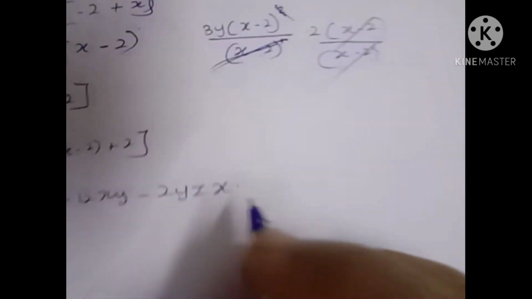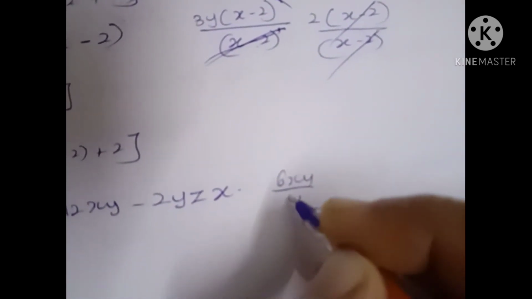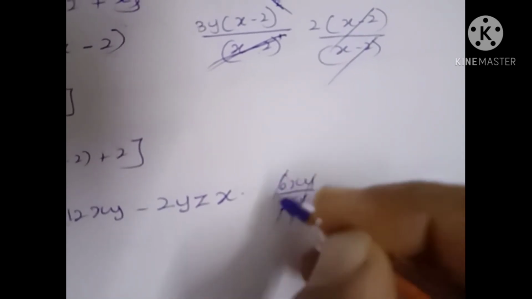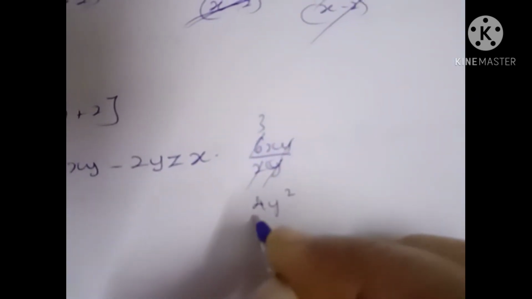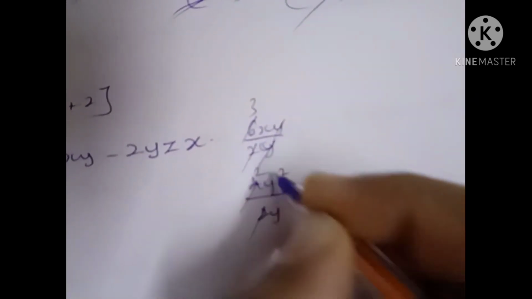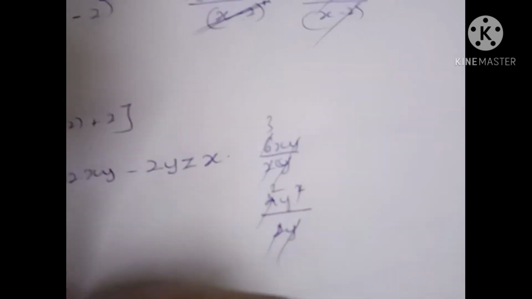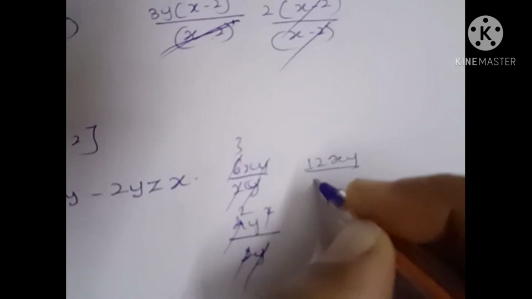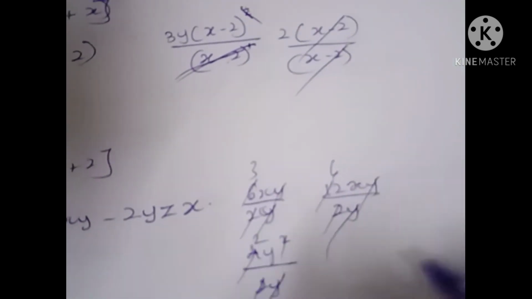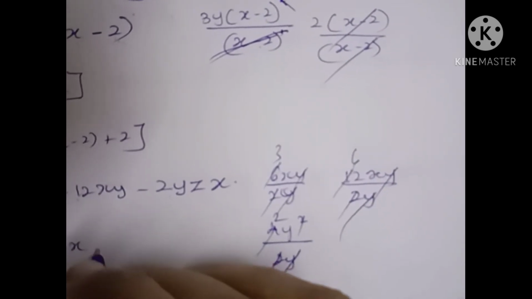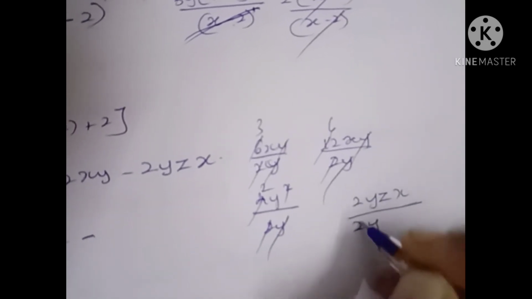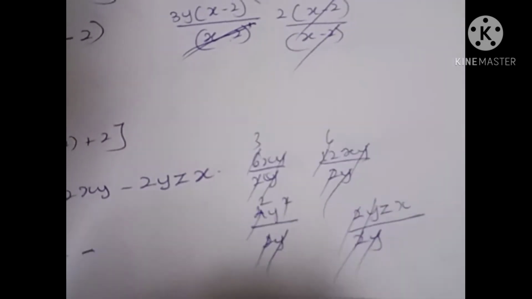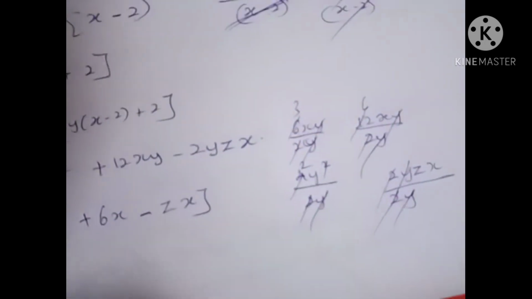Then divide each one. 6xy by 2y: the y and y cancel, in 2 table 3 times. Therefore 3x. Minus 4y square by 2y: in 2 table 2 times, and 2 minus 1 is 1. Therefore 2y. Plus 12xy by 2y: in 2 table 6 times, y and y cancel, so 6x. Minus 2yzx by 2y: 2 times 1, y and y cancel, so zx.